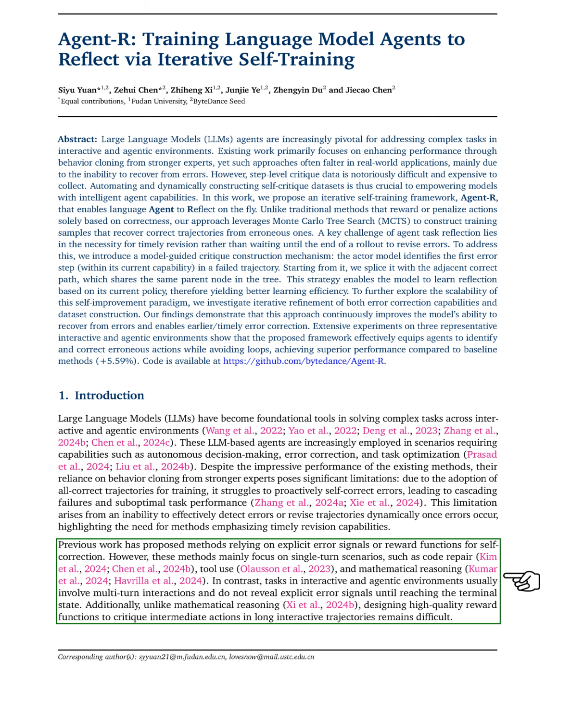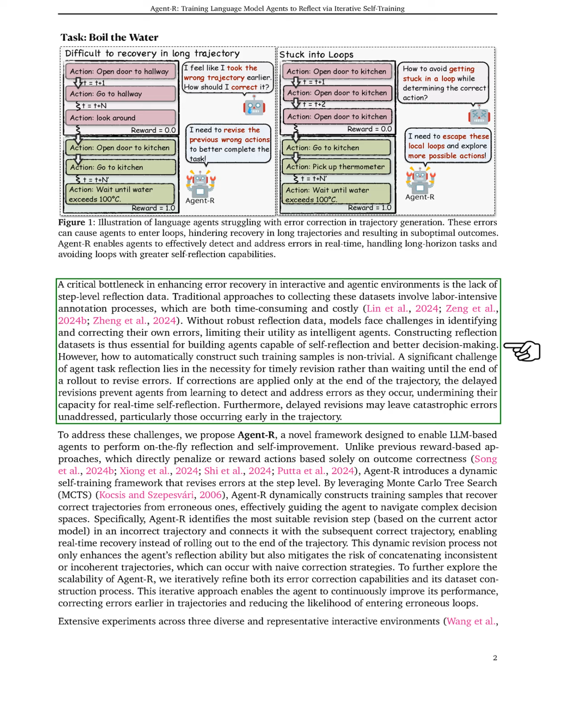A significant barrier to improving error recovery in these environments is the lack of detailed reflection data at each step. Traditional methods for gathering this data are labor-intensive and costly, making it difficult for models to learn from their mistakes. Therefore, we emphasize the importance of building reflection datasets to help agents develop self-reflection and better decision-making skills. However, automatically creating these training samples is complex.